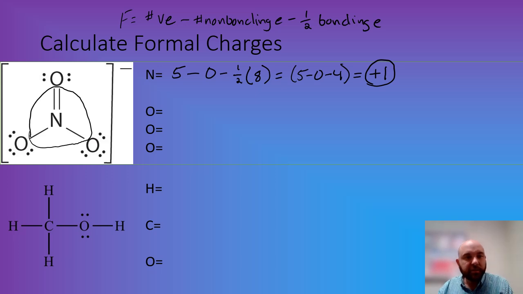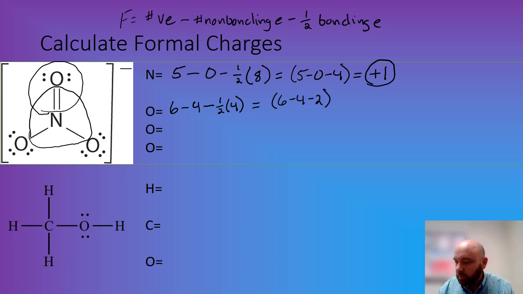Now let's see if we can calculate the formal charges for each of the oxygens. For the first one here, I'm going to do the oxygen with the double bond on the top. Oxygen normally has 6 valence electrons. This oxygen in particular has 4 non-bonding electrons, and this oxygen also has 4 bonding electrons. Once we go ahead and do the 1/2 times 4 to get 2, this oxygen's formal charge becomes 6 minus 4 minus 2, or a formal charge of 0.